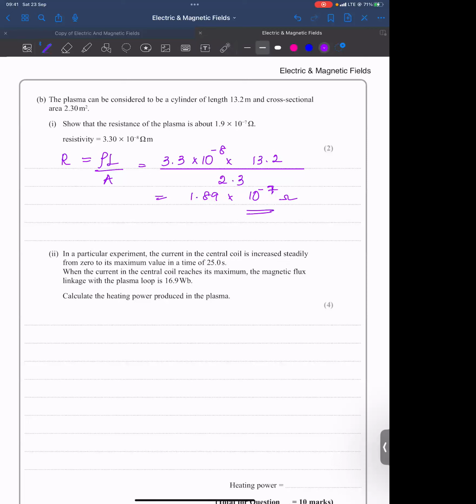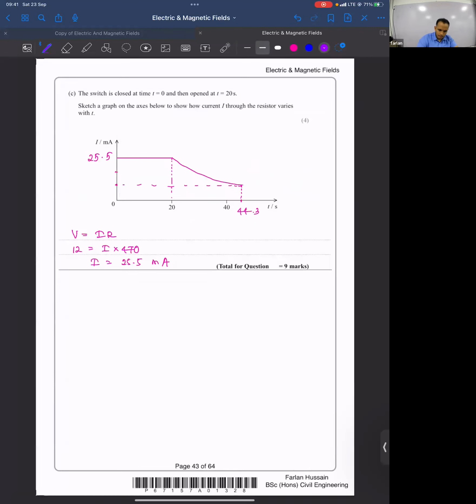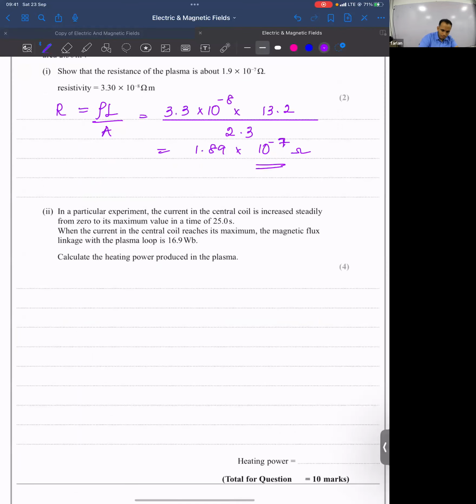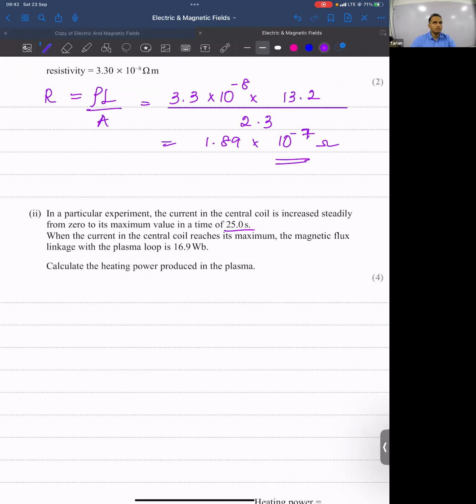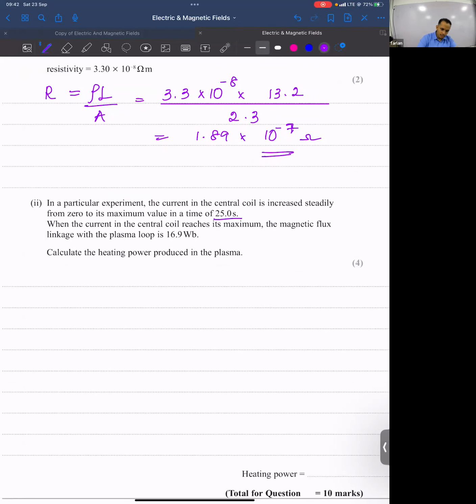Right. There's the next one. In a particular experiment, the current in the central coil is increased steadily from 0 to its maximum value in a time of 25 seconds. When the current in the central coil reaches its maximum value, the magnetic flux linkage with the plasma is 16.9 weber. Okay. Calculate the heating power produced in the plasma.